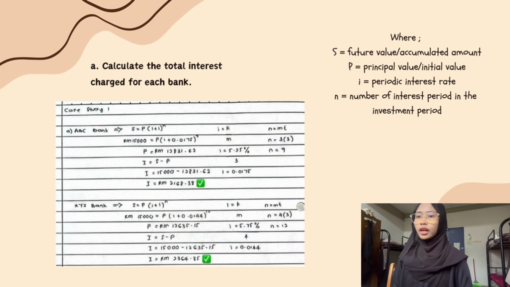And find N equal to M multiply T. So N equal to 4 multiply 3, N equal to 12. To find the interest, I equal to S minus P. So I equal to 15,000 minus 12,635.15 ringgit.